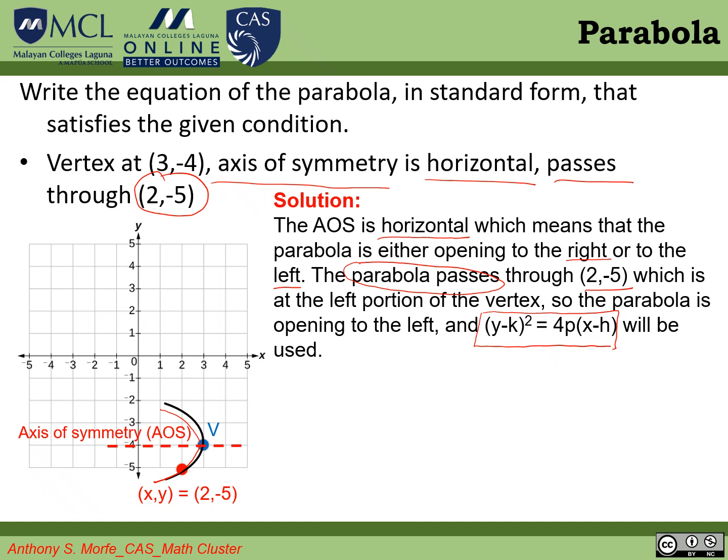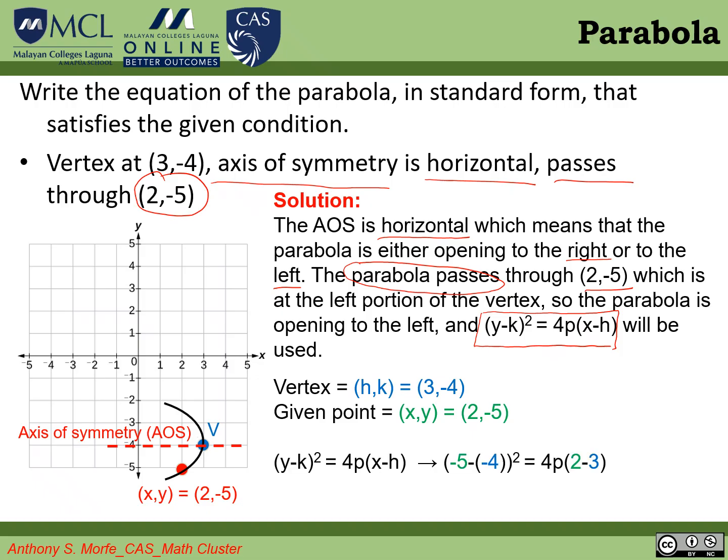Okay, so we get this graph here. So write down the vertex and then write down the given point that is passed by the parabola. The given point (x, y) is (2, -5), that is the point where the parabola passes through. Then we make use of this formula, and you just substitute the coordinates of the point where the parabola passes through into this standard form of the equation of the parabola. Then from here we can solve for the value of p.